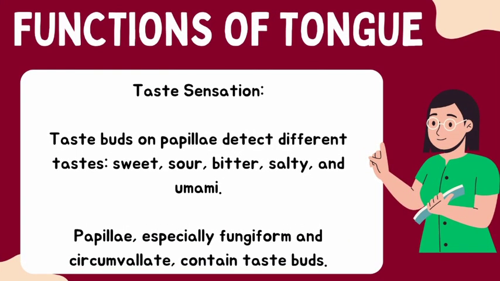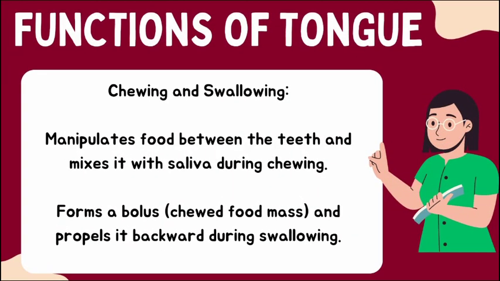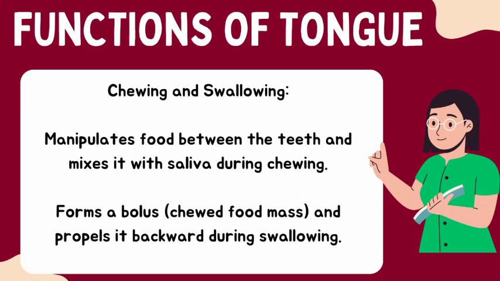Second is taste sensation. Taste buds on papillae detect different tastes: sweet, sour, bitter, salty, and umami. Papillae, especially fungiform and circumvallate, contain taste buds. Third, chewing and swallowing. The tongue manipulates food between the teeth and mixes it with saliva during chewing, forms a bolus, a chewed food mass, and propels it backward during swallowing.